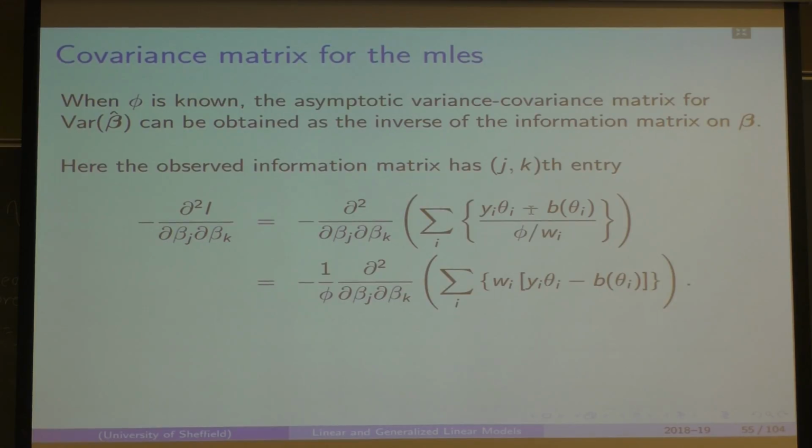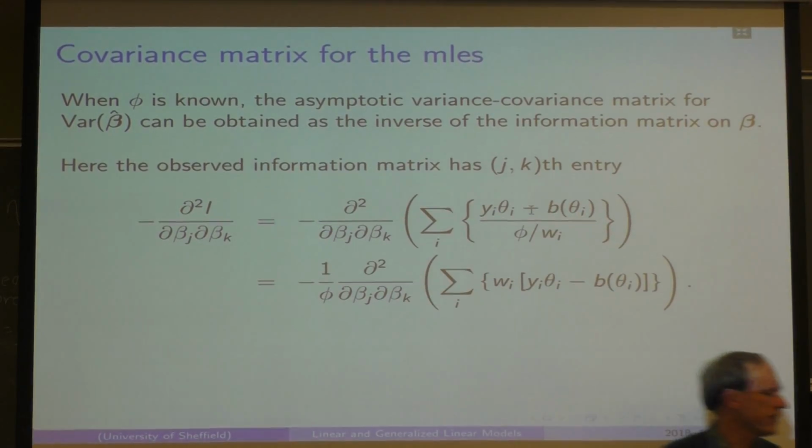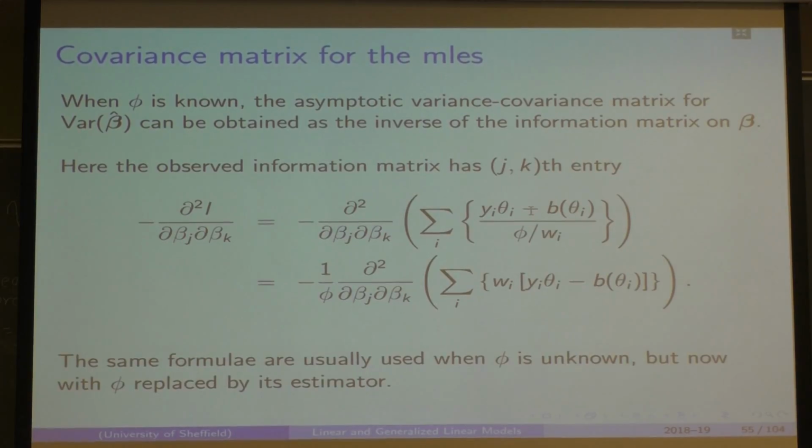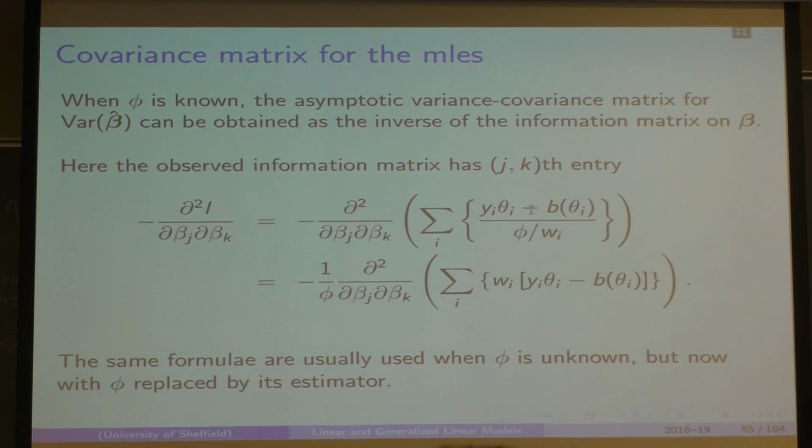If phi is known, then the phi which appears in here can be taken out as a constant. So you get minus 1 over phi times this second derivative, and now the phi has disappeared from this part. That's how the information matrix can be calculated, and this gives us the variance and the covariances of the maximum likelihood estimators for the betas. If phi is unknown, then the usual practice is not to think of phi as an extra parameter to include in this matrix, but to use the same formulae and replace the phi with its estimator. That may seem a not particularly sound thing to do, but it's a relatively straightforward thing to do.